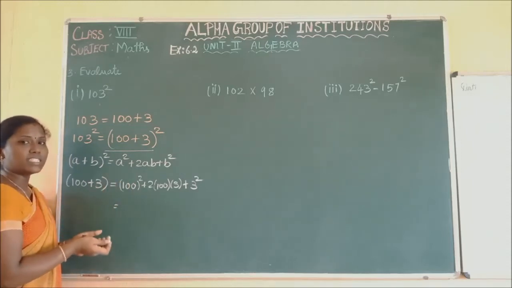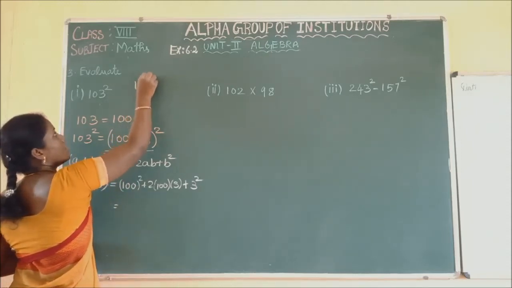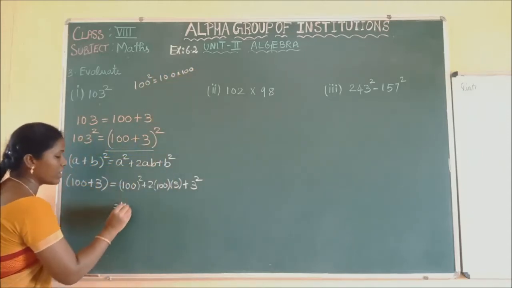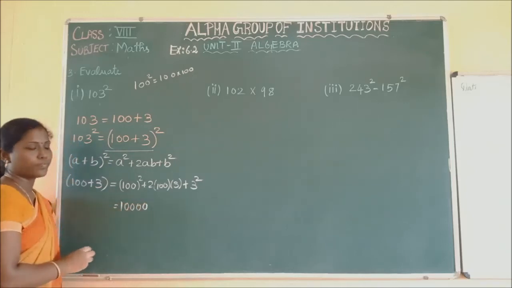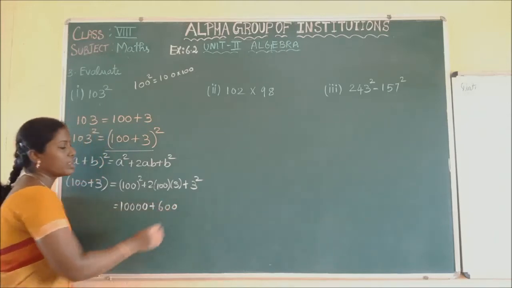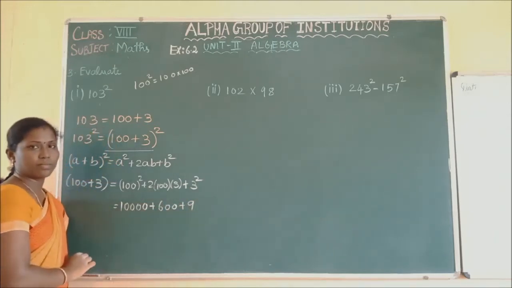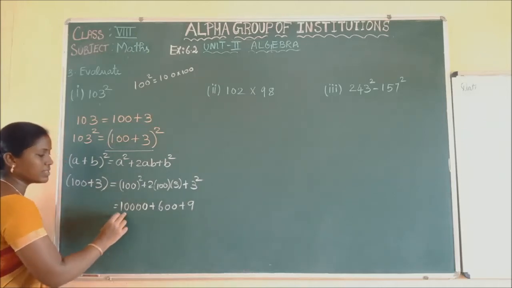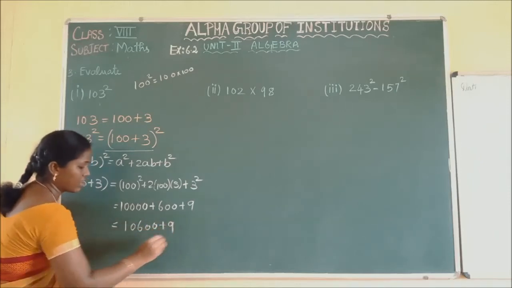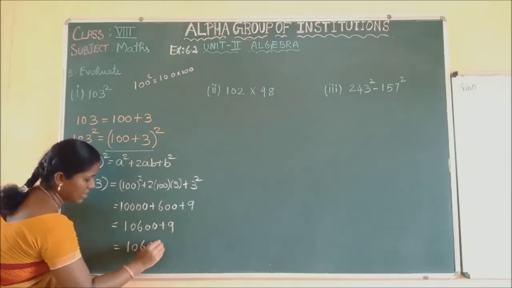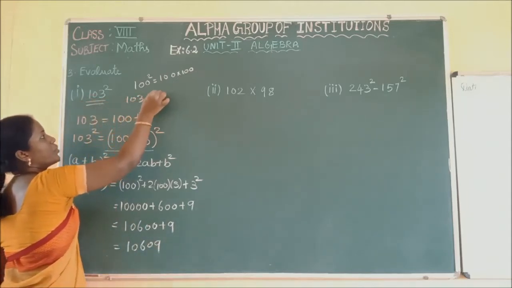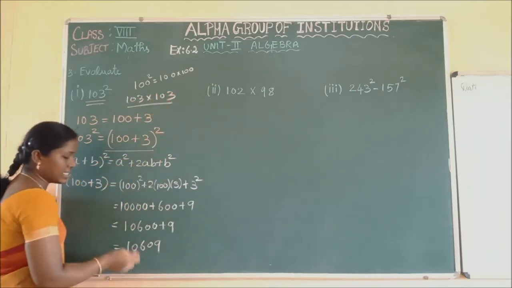100 square is easy now. 100 square means we multiply 100 two times. That is easy. We take 1 and how many zeros? 1, 2, 3, 4 zeros, so 10,000. Plus 2 threes are 6, into 100, that is 600. Plus 3 threes are 9. Now shall we add all those things? First we add these two: 10,000 plus 600 is 10,600, plus 9, that is 10,609. That means if you multiply 103 into 103, surely you will get this answer only.